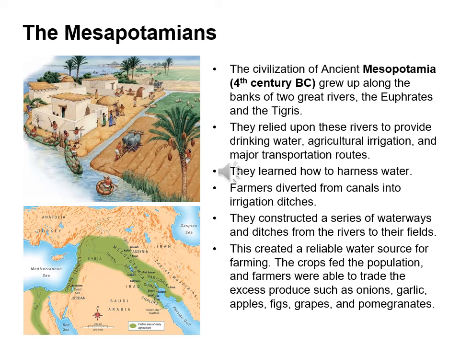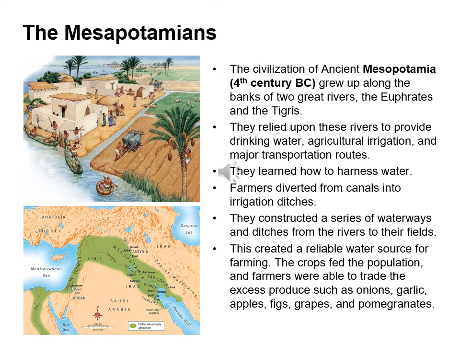The civilization of ancient Mesopotamia grew up along the banks of the two great rivers, the Euphrates and the Tigris. They relied upon these rivers to provide drinking water, agricultural irrigation, and major transportation routes. What they did was learn how to harness water. Farmers diverted water from canals into irrigation ditches.